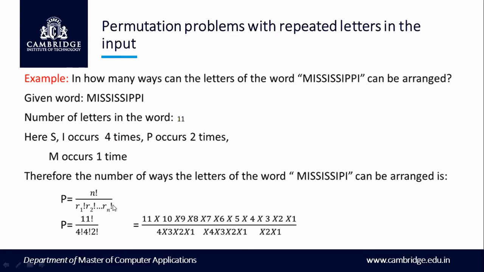up to rn factorial. Here n is 11, so 11 factorial divided by r1, the number of times S occurred. S occurred 4 times, so 4 factorial. I occurs 4 times, so 4 factorial, and P occurs 2 times, so we get a 2 factorial here. Now on simplification, 11 factorial is nothing but from 11 to 1 we are multiplying, then 4 factorial, and 2 factorial. On simplification we get the final answer. The final answer is the number of ways the letters of the word Mississippi can be arranged.